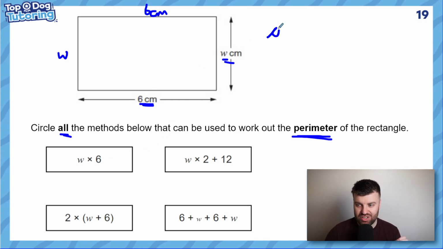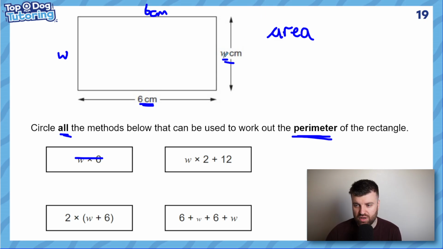This is leading into what I spoke about in the first question, which is confusion with area. To work out the area of this rectangle, you would do 6 times whatever W is. That would give you the space in the middle, but not for the perimeter. So we're going to leave W times 6. I'm even going to cross it out. I don't like it.